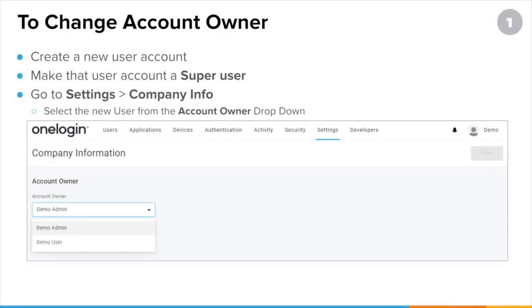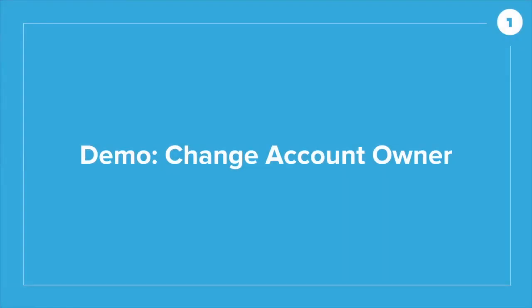In order to change the account owner, again, you'll need to be logged in as the current account owner. Create that new user and then assign that user super privileges, as we already did. Now you can navigate to Settings, Company Info, and there's an Account Owner dropdown. Select that new user from the Account Owner dropdown. Let's go take a look how to do that.